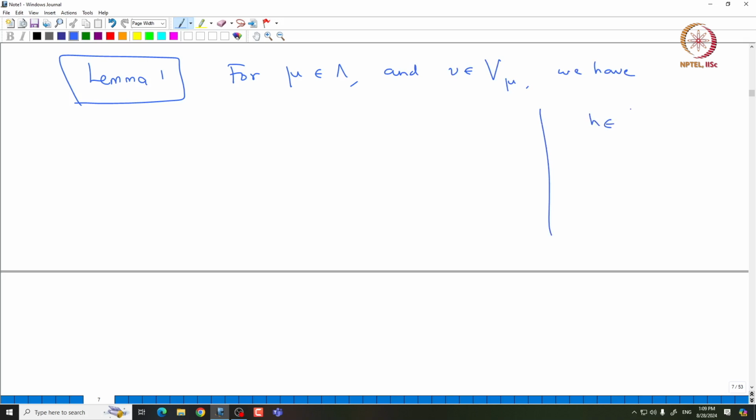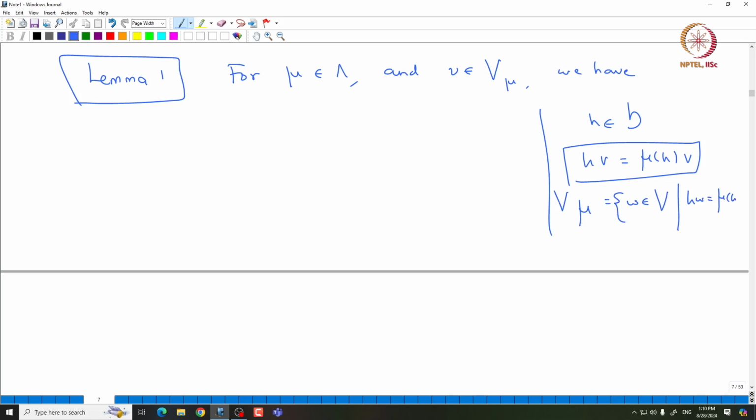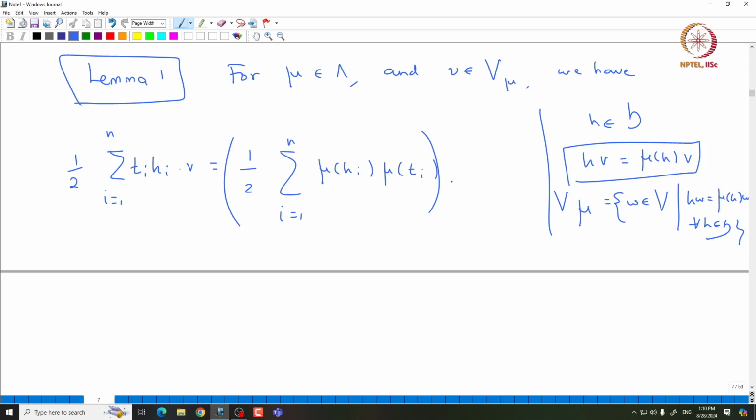Note that if I take any h in H, h v is going to be mu of h times v, because V mu by definition is those w in V such that h w equals mu of h w for all h in H. So for any vector v in V mu we have h v equal to mu of h v, and this is true for all h in H. In particular, if you take the summation of T I h I acting on v, with I ranging from 1 to n, this is exactly going to be the summation of mu of h I times mu of T I, I ranging from 1 to n, acting on this vector v.